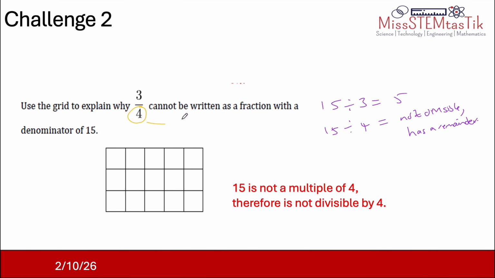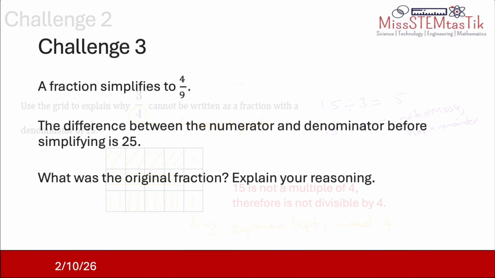Since the question is asking us to use a grid, we know that 3/4 means that there should be 4 equal parts. So I'm just going to shade the squares in groups of 4. So first 4, second 4, third 4, and then I've got 3 squares left over instead of 4. Because I need 4 squares and not 3 squares, 15 is not a multiple of 4 and it is not divisible. So the fraction cannot be written with the denominator 15.